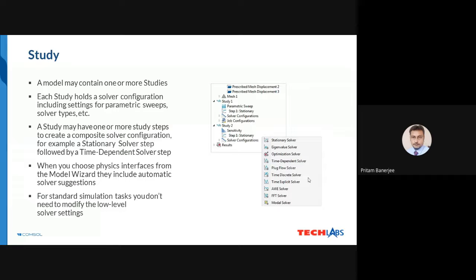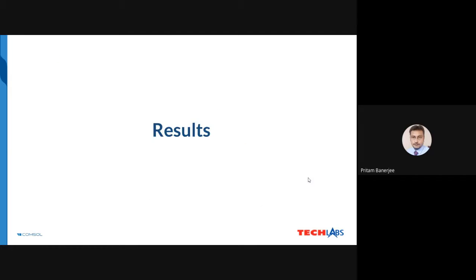Now comes the studies and solvers. As I have already mentioned, different types of studies could be there. Time dependent studies, it could be an eigen solver, stationary solver, time dependent solver, FFT solver, or a model based solver. What type of study and solver method are we actually trying to use in our design? Different types of parametric sweep could be there, or it could be a simple time domain transient analysis. That depends upon what type of study we are trying to incorporate in our design.